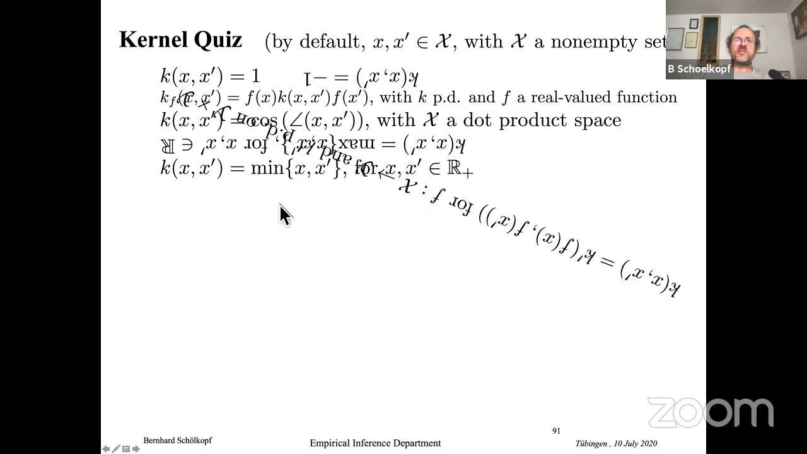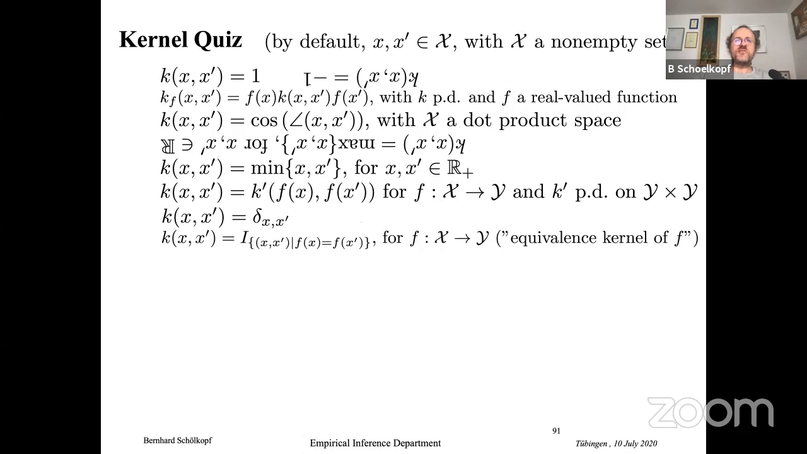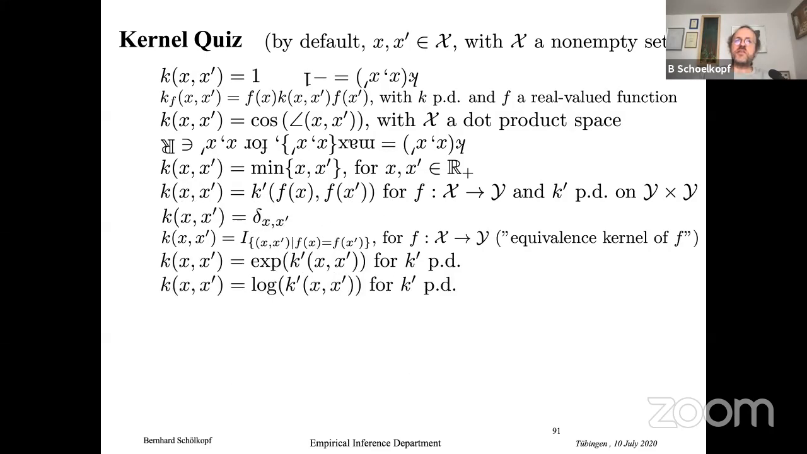This is a kernel, yes. What about this? Is that a kernel, the delta function? It's a kernel. This is too complicated, too long. Let's see if we have some more fast ones. Is that a kernel? So you exponentiate another kernel? Yes, it's a kernel. What about if you take the logarithm of a kernel?